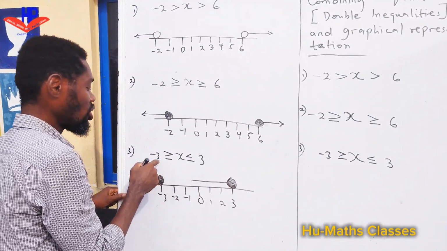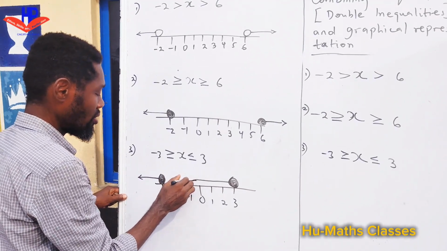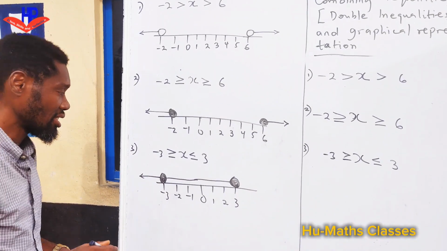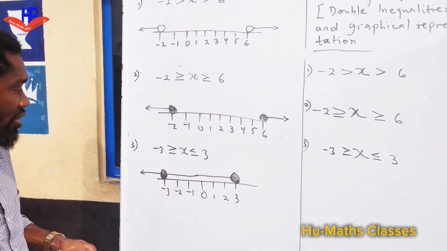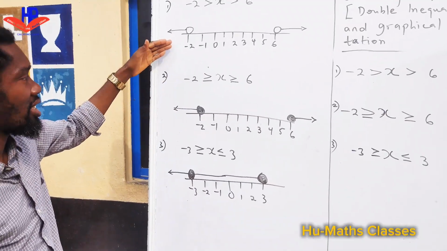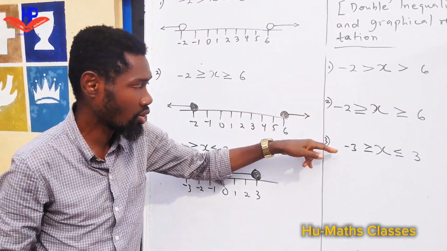X less than or equal to minus 3. The arrow also goes this way, so I will extend my arrow to join this. So here is the graph for x is less than or equal to 3 and less than or equal to minus 3. So we have the different graphical representations of the problems given to us to solve.